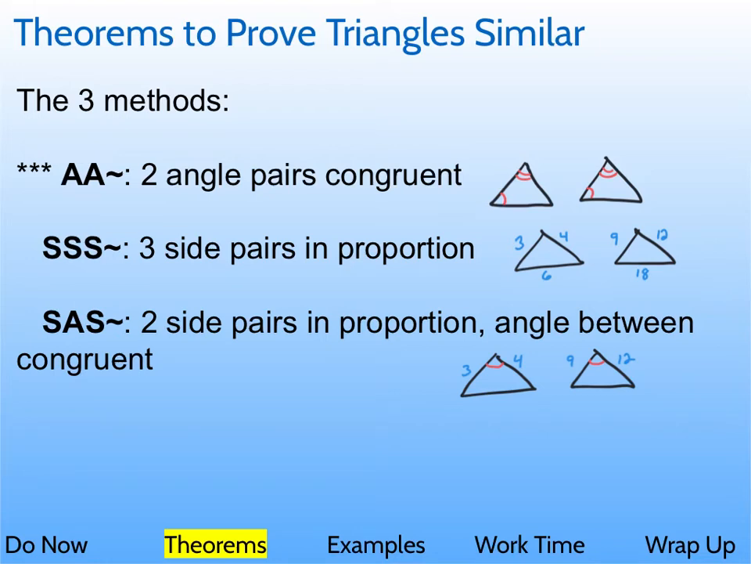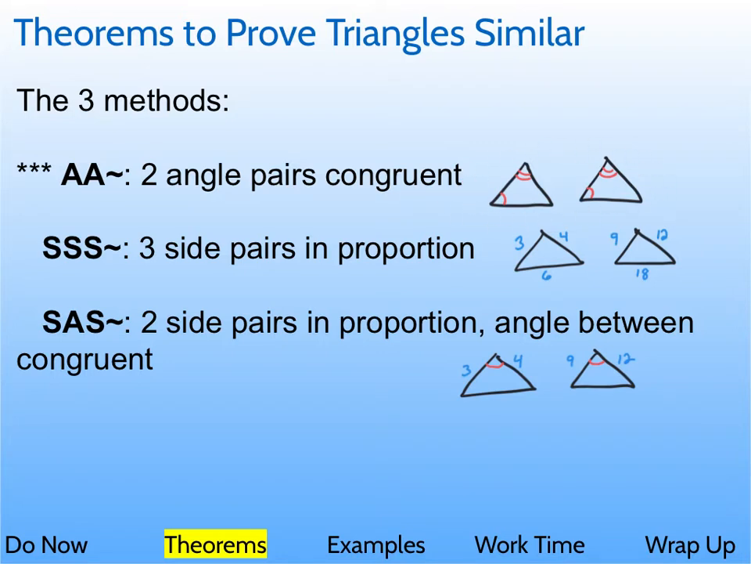Alright, so here are the three ways to look at proving triangles similar. The first one, and I put the stars here because that's the most important one by far, the one that pops up the most, is angle-angle. All you need with that are two angle pairs that are congruent. So like this angle is congruent to this angle, and this angle is congruent to this angle. That guarantees that these two triangles are similar to each other.